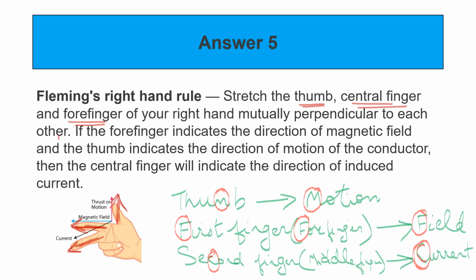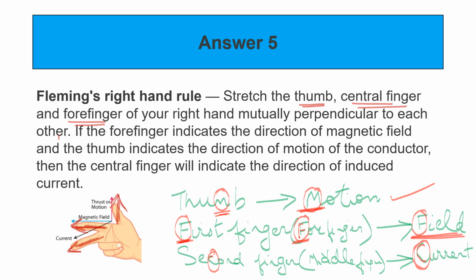The thumb represents the direction of motion of the conductor. You can remember it this way: thumb, T-H-U-M-B. This M stands for the motion of the conductor. The first finger, or the forefinger, this F stands for the field, the magnetic field. If you remember it this way, you will not forget that the first finger or the forefinger stands for the magnetic field. The thumb represents the direction of motion of the conductor.